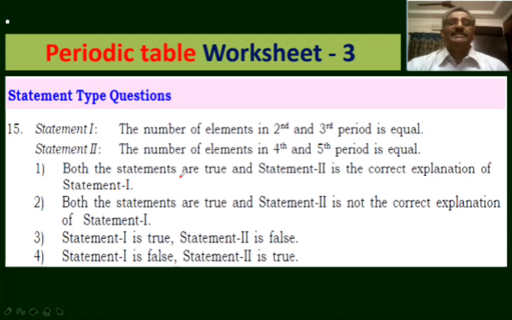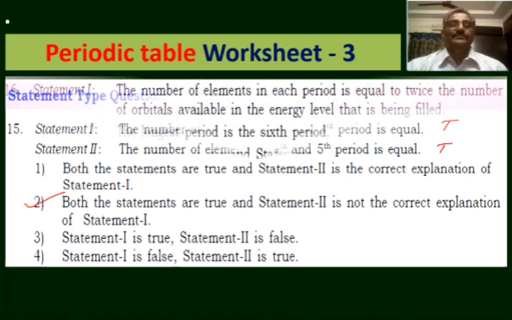Next, 15th question is a statement type question. The statement 1 is the number of elements in second and third periods is equal. This is true. Second and third periods each contain 8 elements. Number of elements in fourth and fifth periods is equal. This is also true. Both the statements are true, but the second statement is not the correct explanation of first statement. So second option is the right option for this question.